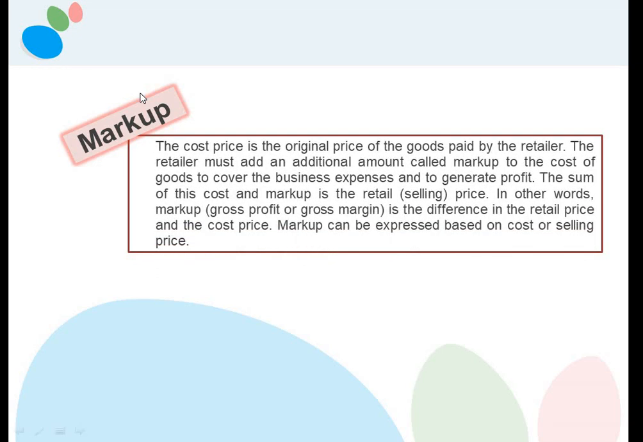The cost price is the original price of the goods paid by the retailer. The retailer must add an additional amount called markup to the cost of goods to cover the business expenses and to generate profit. The sum of this cost and markup is the retail or selling price. Okay, we can call it as retail price or selling price. In other words, markup or gross profit or gross margin is the difference in the retail price and the cost price. Markup can be expressed based on cost or selling price.